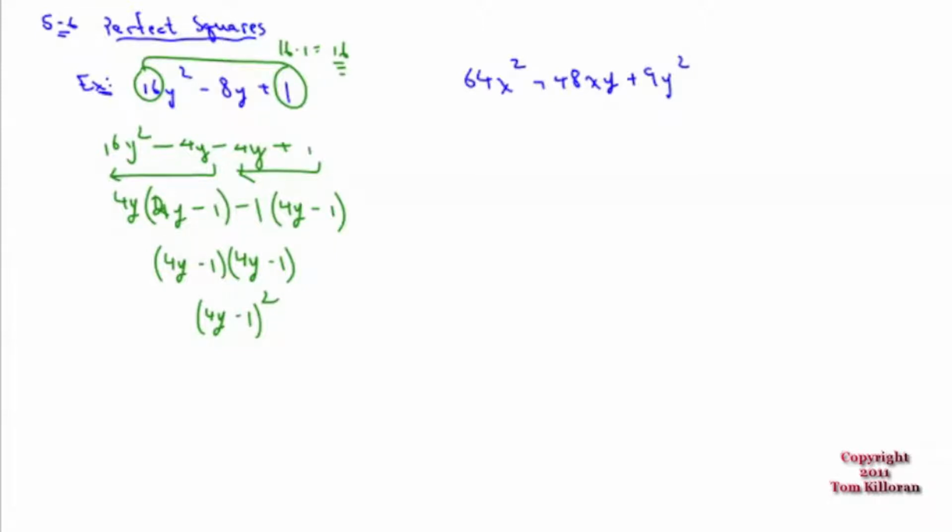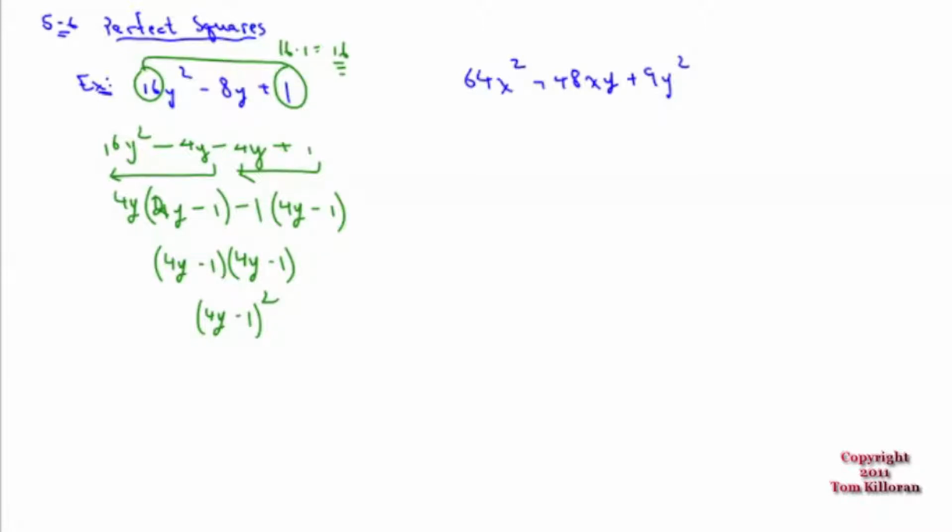Now, what's 64 times 9? 576. Now you have a choice. You can go off to the side and go 1 times 576, 2 times whatever the heck it is. Or you can use a little recognition. There is another little technique you can use. And this technique is kind of neat.